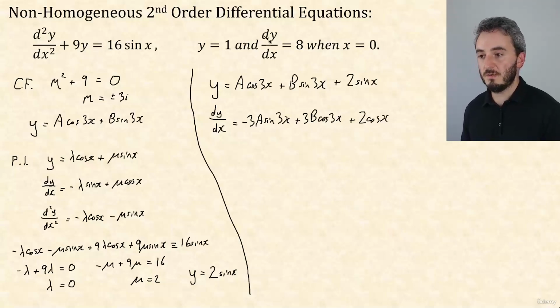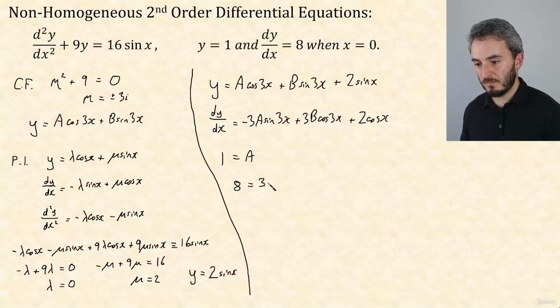So let's sub in x equals 0 and y equals 1. We get 1 equals a times cos of 0, so that's a, and sine 0, both those are 0, so a is 1. Now let's sub in 8 for dy by dx. Now sine of 0 is 0, cos of 0 is 1, so that is 3b, and then plus 2 times 1. So 6 equals 3b, and therefore b is 2.